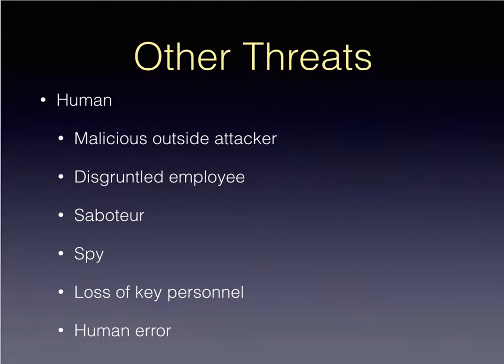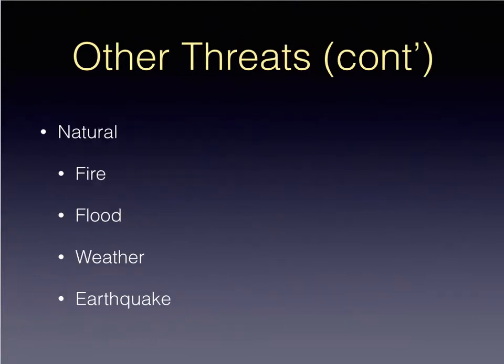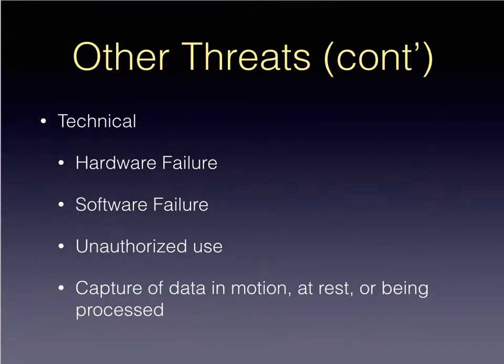Other threats include human threats: malicious outsiders, disgruntled employees, saboteurs, spies, both political spies and corporate spies, loss of key personnel, and human error. Natural threats include fire, flood, weather, and earthquake. Technical threats include hardware failure, software failure, unauthorized use, and capture of data in motion, at rest, or being processed.